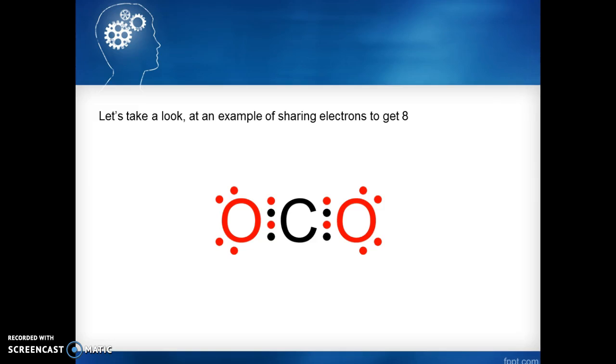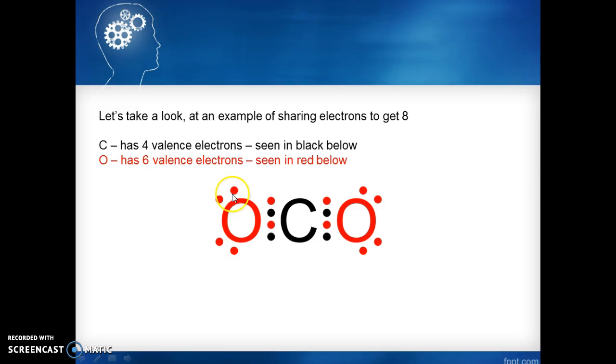Okay, so let's take a look at an example of sharing electrons to get 8. So here we have the compound CO2. Carbon has 4 valence electrons. You can see those here in black. And the oxygens each come with 6 valence electrons, and you can see those colored in red. Now, these guys are a stable compound. They each have 8 electrons in their valence shell.